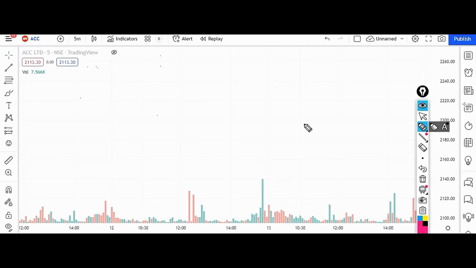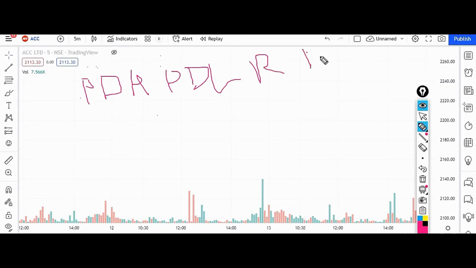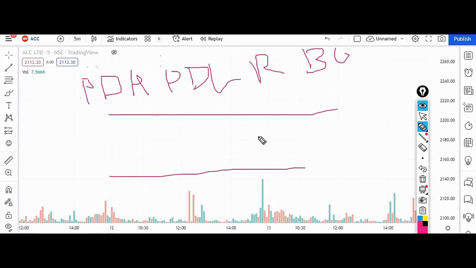This is the PDH, PDL reversal and breakout setup. We just mark PDH and PDL just before trading hours and then we look for entries. There are 4 scenarios we must consider to take entries.